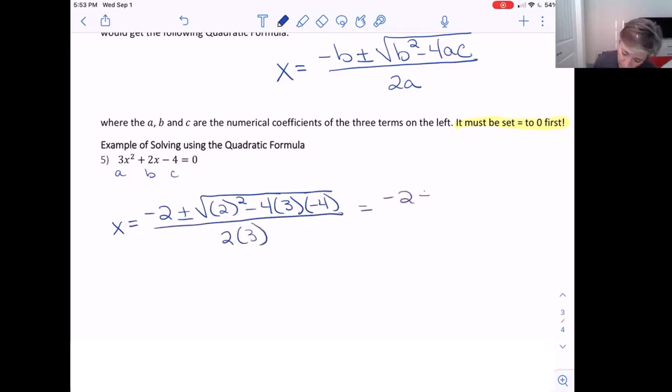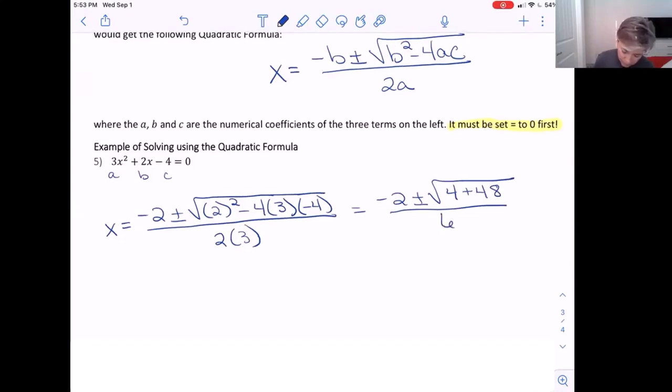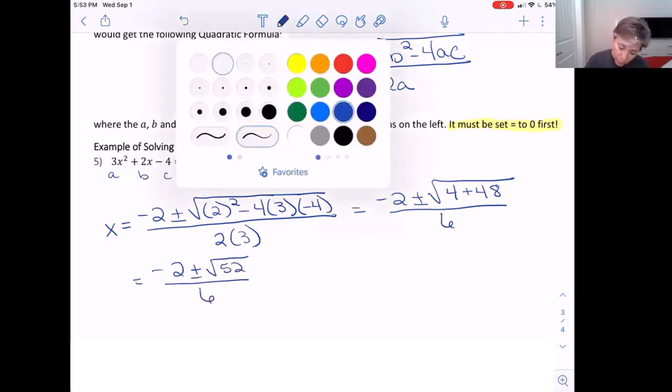So we get a negative 2 plus or minus the square root of 4 plus 48, I believe, divided by 6. So we get a negative 2 plus or minus the square root of 52 divided by 6. We want to see if that 52, that square root of 52 can be reduced.